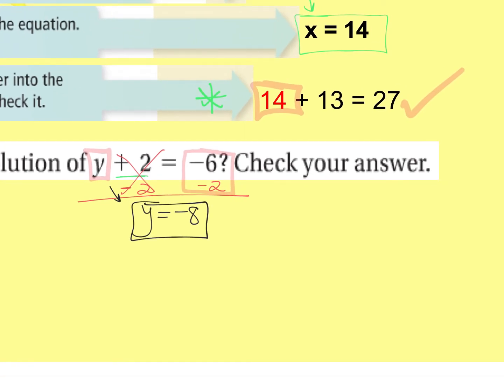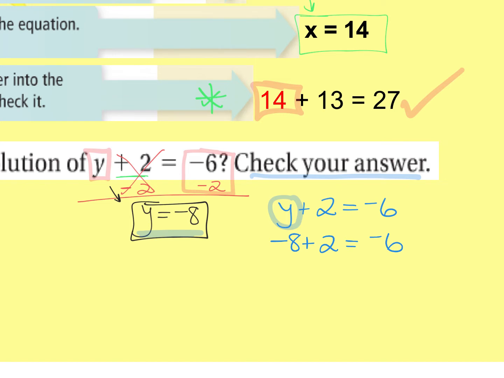Now over here, it's asking me to check my answer. So in order to check my answer, I'm going to go back to the original equation, y plus 2 equals negative 6. Where I see y, I'm going to go ahead and plug in negative 8. So it's going to be negative 8 plus 2 equals negative 6. Negative 8 plus 2, that's negative 6. So I get negative 6 equals negative 6. That's true, so that means that my solution of y equals negative 8 is good to go. It's correct.